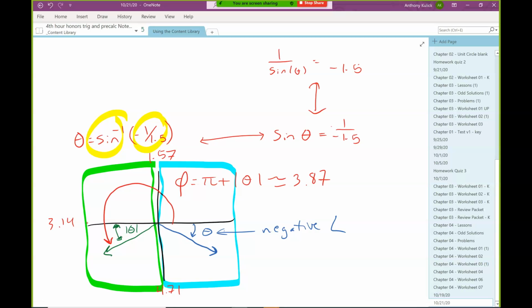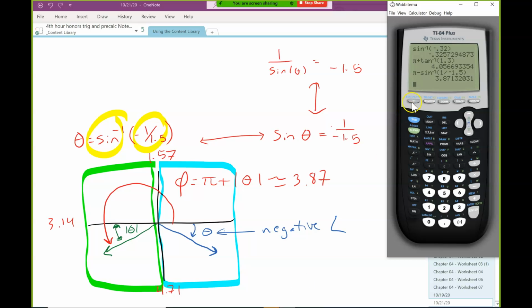Does that help? Yeah. So how do you do that on the calculator? Sure. So if we want to do this on the calculator, we're going to type in 1 over sine x, because we're doing the graph of cosecant, is equal to negative 1.5. Okay with that?